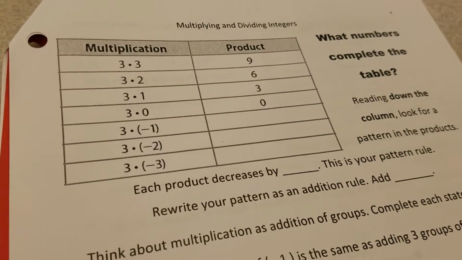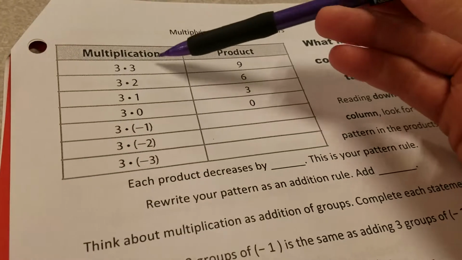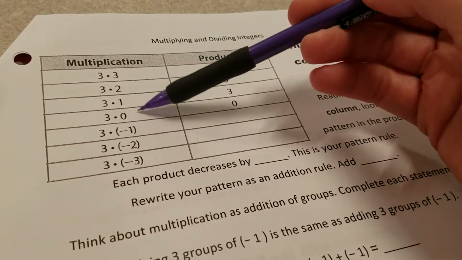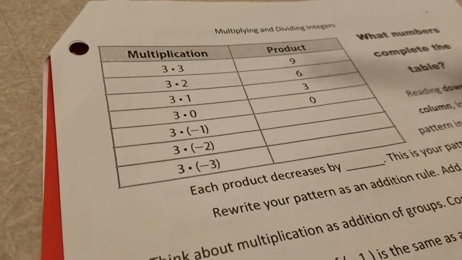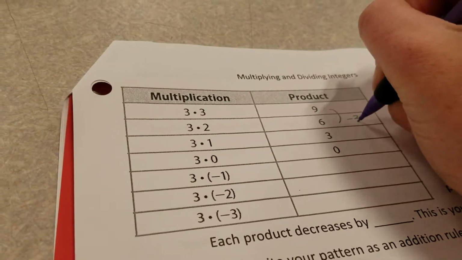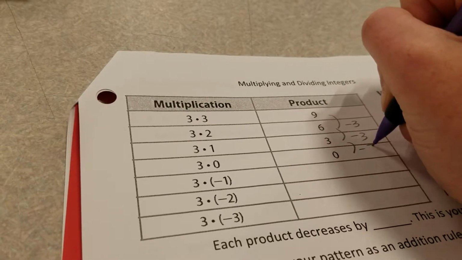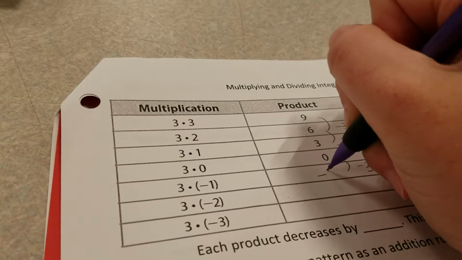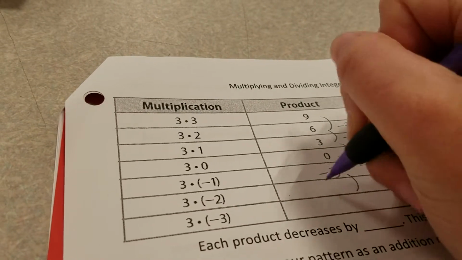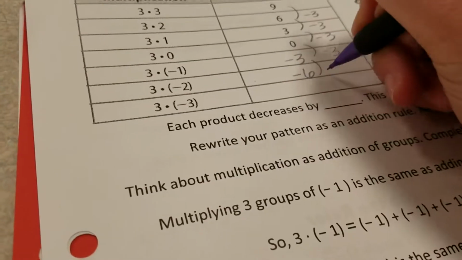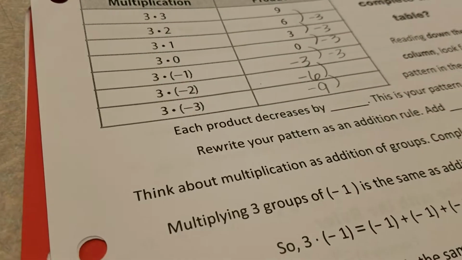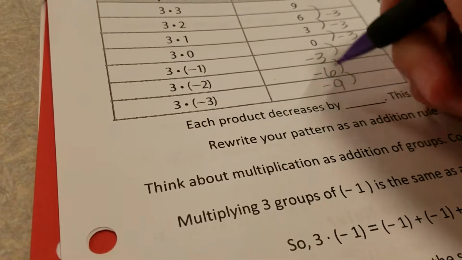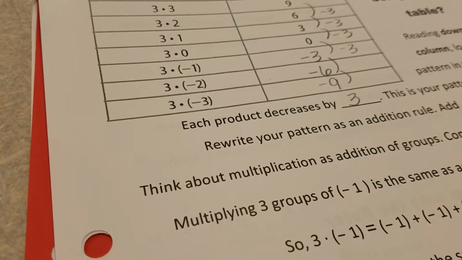For multiplying and dividing, we're going to go ahead and look at this table. We can try and look for a pattern. 3 times 3 is 9, 3 times 2 is 6, 3 times 1 is 3, 3 times 0 is 0. Take a look over here at these products. Each of these is going down by 3, which tells me if I'm starting at 0 and going down 3, I'm going to end up at negative 3. If I'm going down by 3 more, I'm going to end up at negative 6, and down by 3 more is going to be negative 9. So what I can see is that in here, each product decreases by 3, and this is the pattern rule.